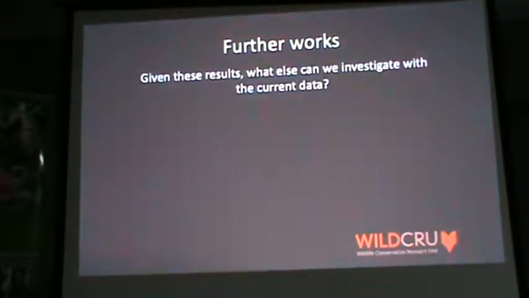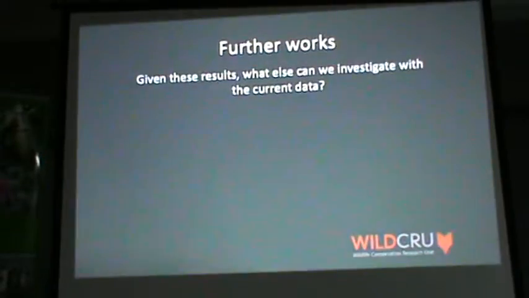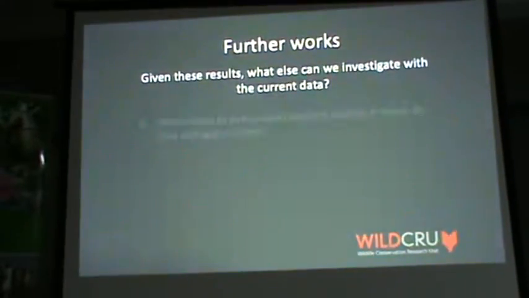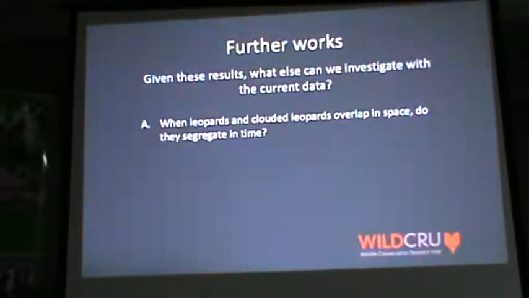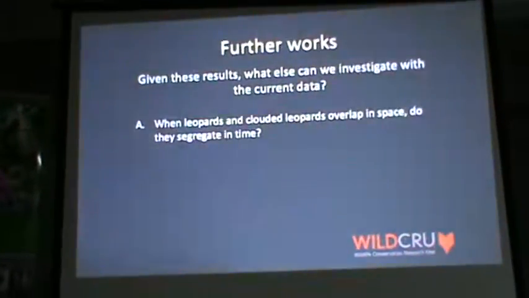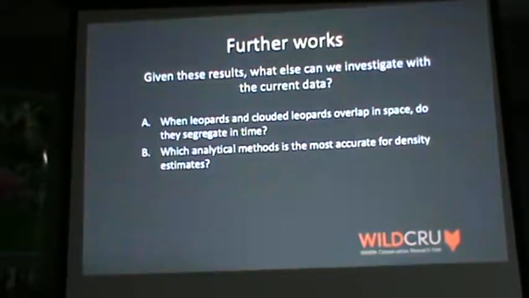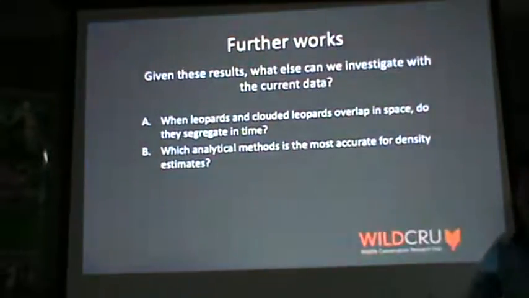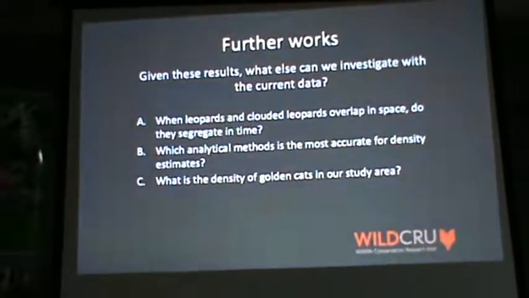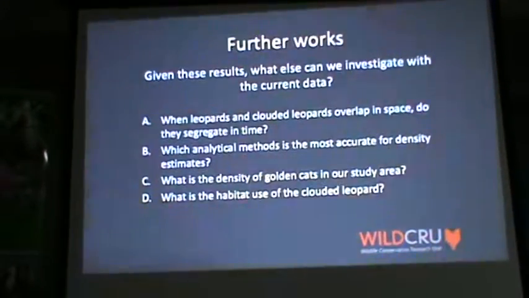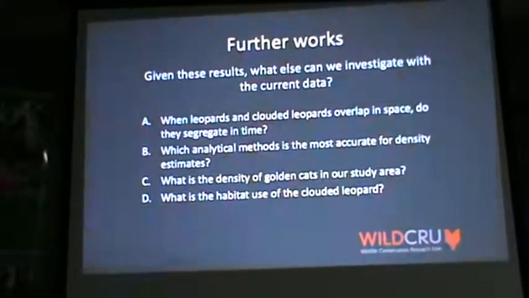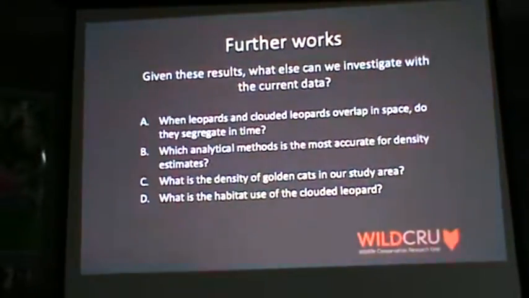So, based on what we have seen, and based on what I've told you about putting the camera traps and collecting data, what else can we investigate with the current data? When leopards and clouded leopards overlap in space, do they come out at different times? Do they separate in terms of time? Which analytical method is the most accurate for density estimate? Or what is the density of golden cats in our studied area? Or the last one, what is the habitat use of the clouded leopard? That's a question for you, based on the information that we've just discussed.